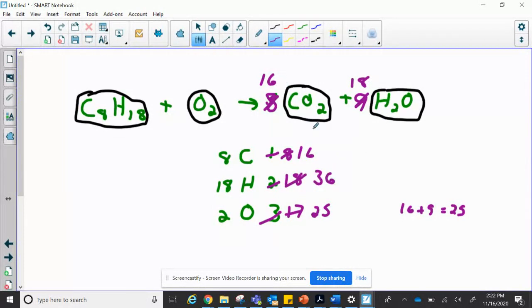Now let's count our O's. 16 times 2 is 32. 18 times 1 is 18. So that gives me 50 O's. And that's okay. It can be a big number. Don't let that freak you out.